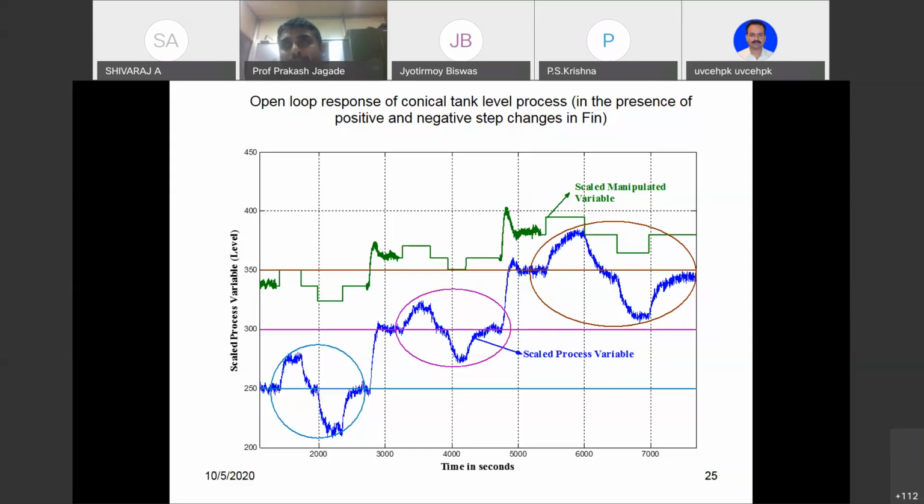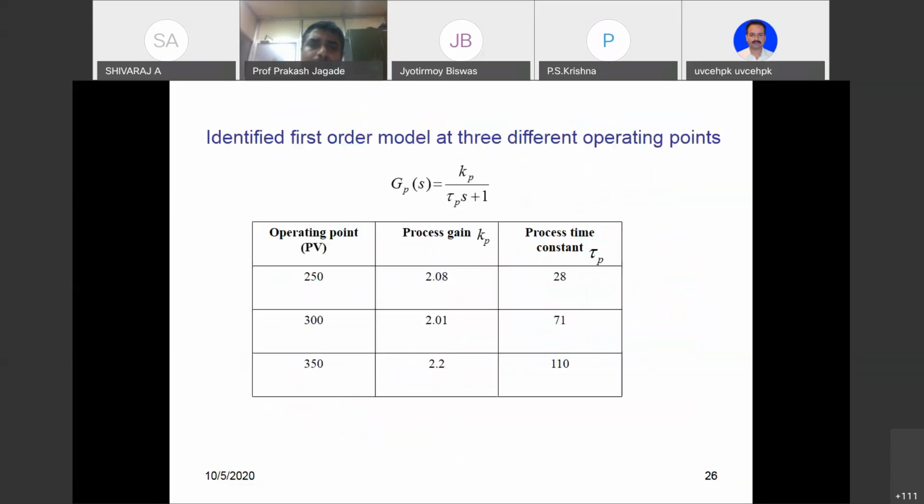Let me once again repeat here. You have to select the operating point, then build a model around the operating point, meaning you have to get the transfer function, then investigate whether the parameters are changing significantly. If they are not changing significantly, you can use the same controller settings at all other operating points. Otherwise, you have to update your controller settings as you move from one operating point to another operating point. That's the message which I wanted to convey here.